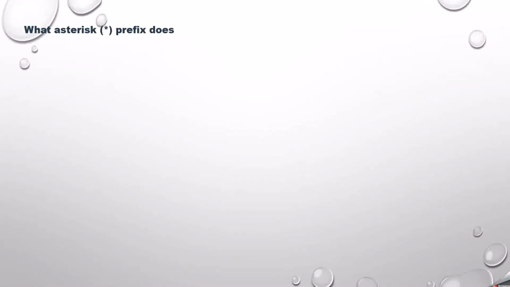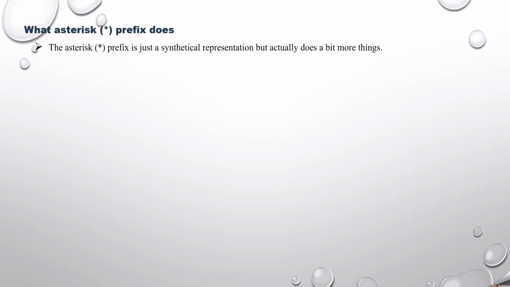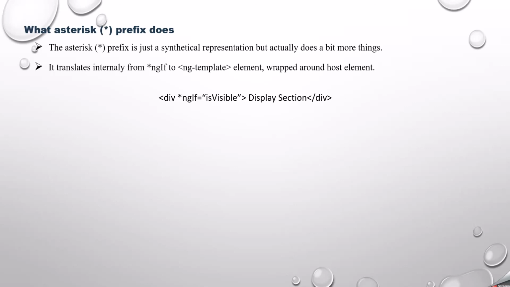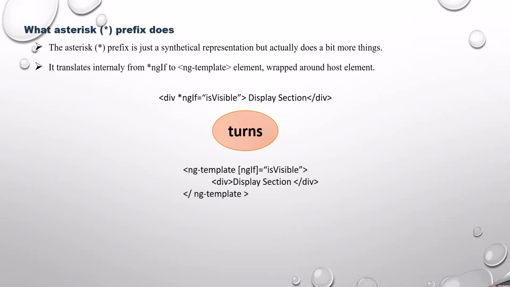Okay, so now what does the asterisk prefix basically do, guys? You might know that the star mark is a syntactic representation, but actually it does a bit more. It translates internally from *ngIf to an ng-template element wrapped around the host element. So let's suppose we have a div as we saw in the example. When it turns, it will look something like an ng-template.